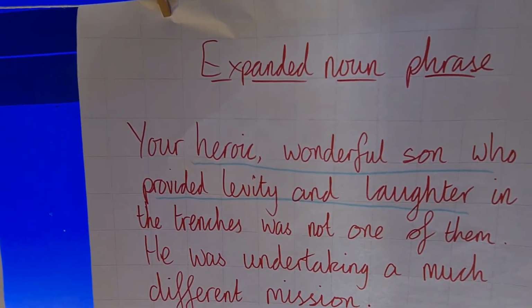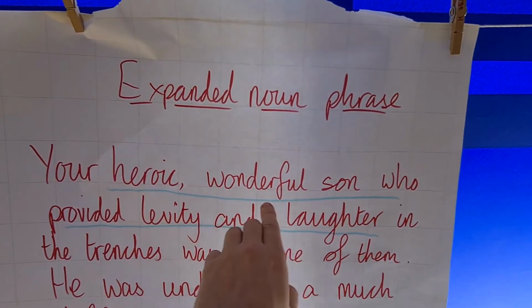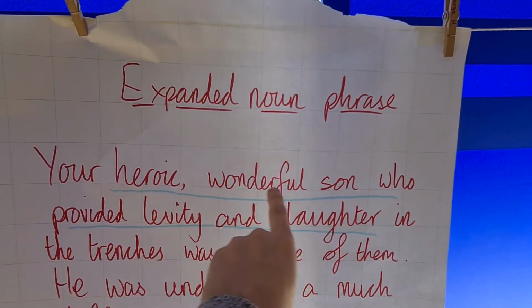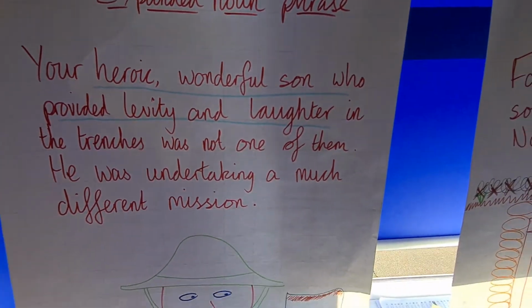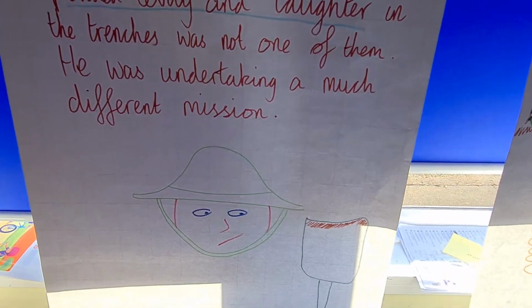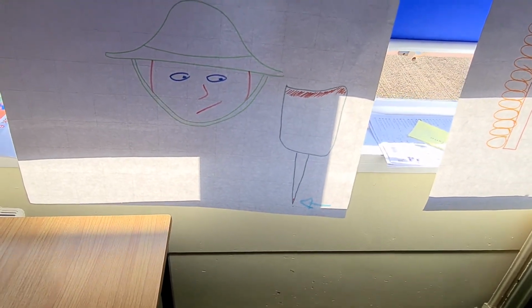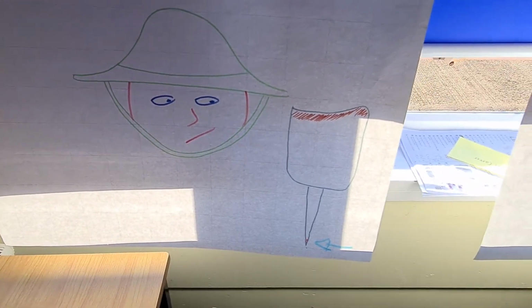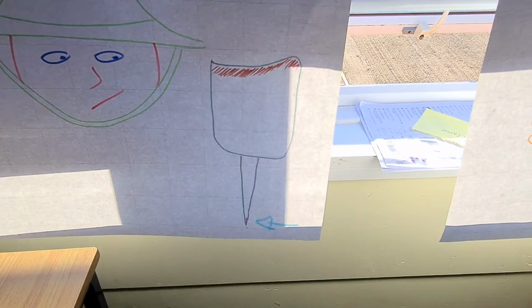So, if you've spotted, we've not only expanded the noun phrase being wonderful son by saying heroic, but we've also said who provided levity and laughter in the trenches was not one of them. He was undertaking a much different mission, and there is a little clue to what the different mission might be. That is a soldier, not as Mr. Kelly called it, a turtle. That is a soldier, and there he is with his spade.